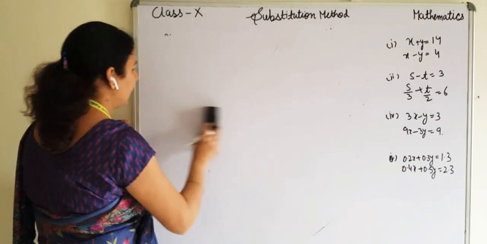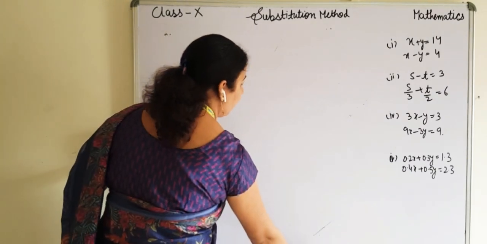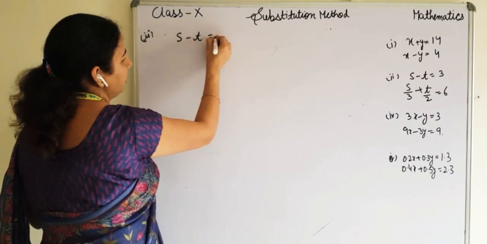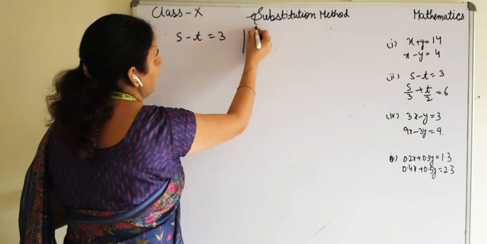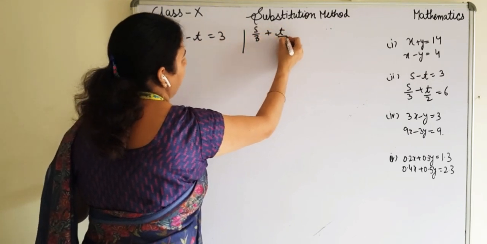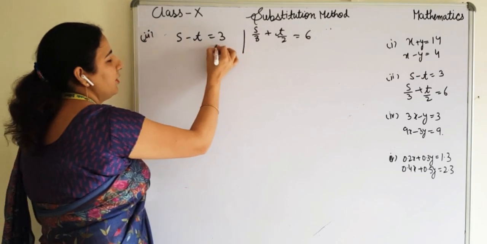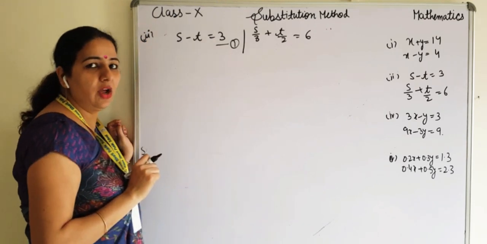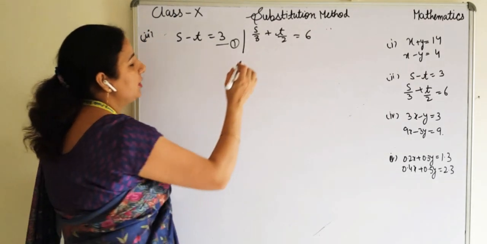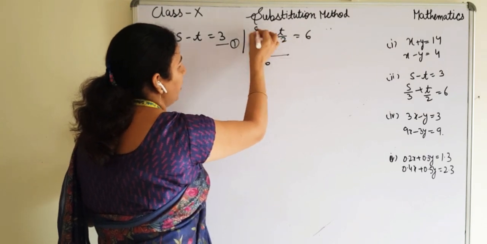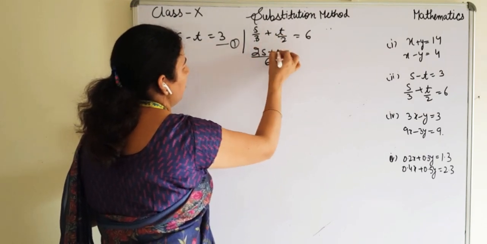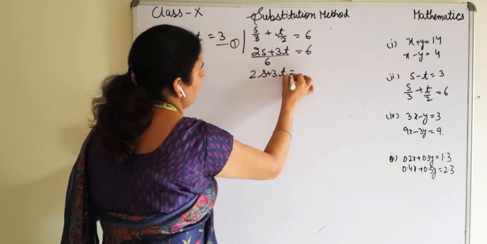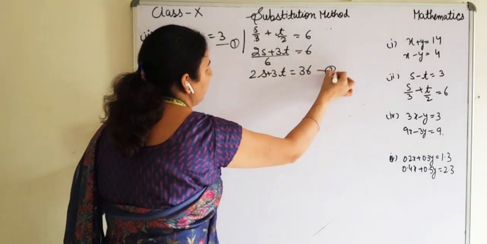Part number 2: they have given the question in different variables. s minus t is equal to 3, and the second equation is s upon 3 plus t upon 2 is equal to 6. The first equation is okay; name it equation number 1. In the second equation there are fractions. No need to solve with fractions, just take the LCM, 6. 2 into s is 2s plus 3 into t is 3t is equal to 36. This is equation number 2.